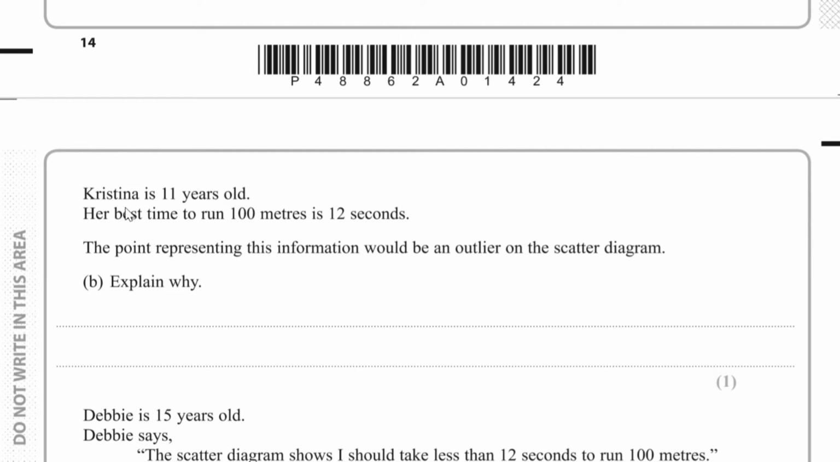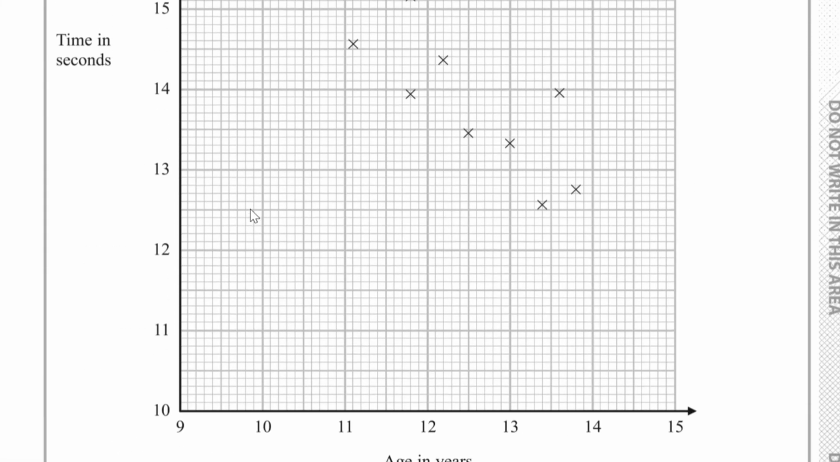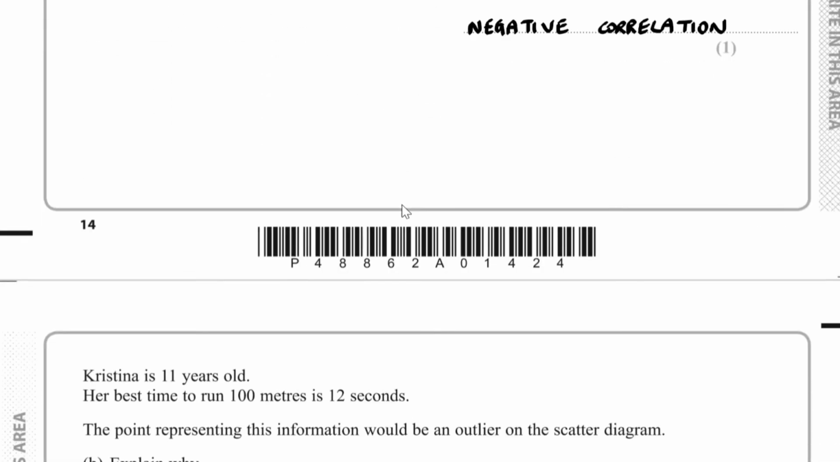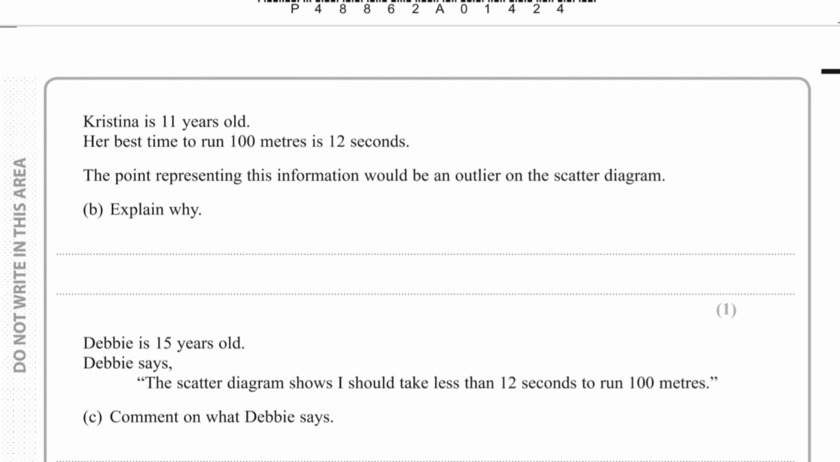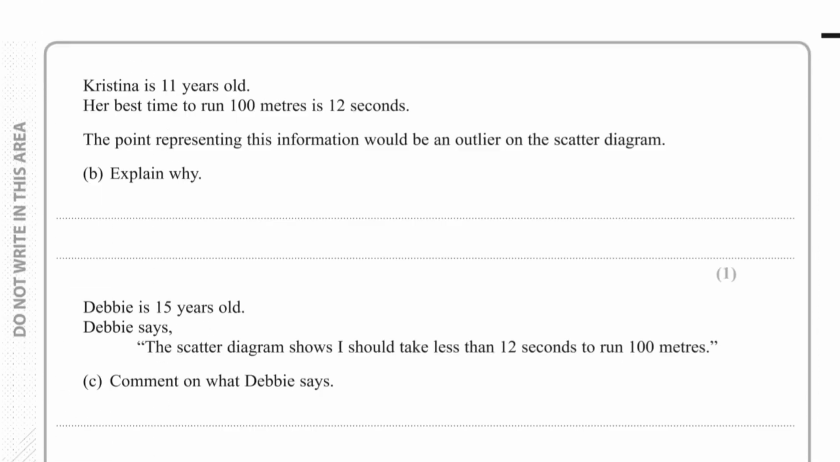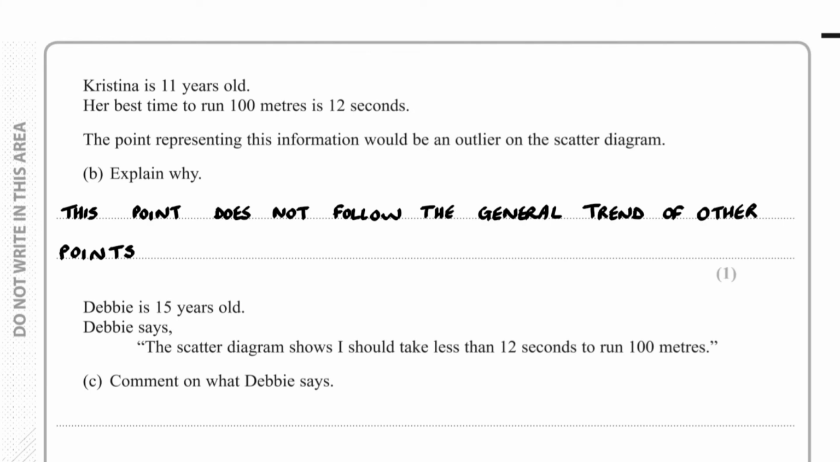Then for the next part, Christina is 11 years old. Her best time to run 100 meters is 12 seconds. The point representing this information would be an outlier on the scatter diagram. Explain why. Well, 11 years old and 12 seconds. If I plot that, that would go over here. And the reason this point is an outlier is, if I take a look at all the points and then this one, this point doesn't follow the general trend of other points.